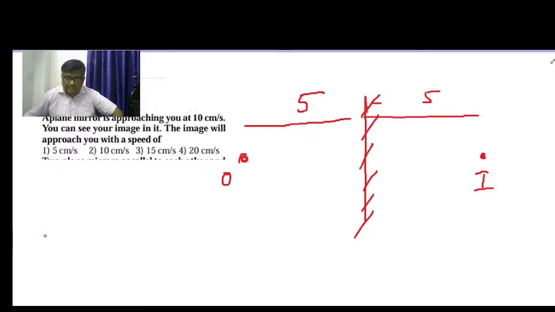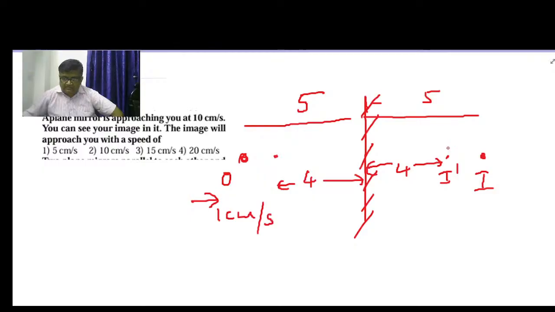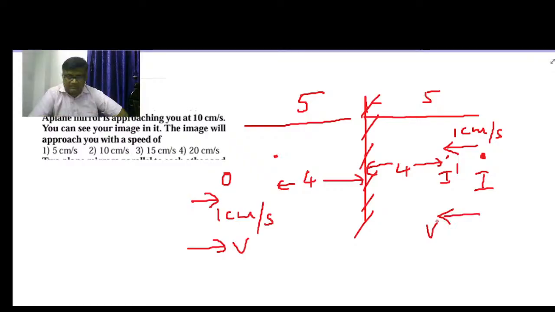If the mirror is like this, let us say the object was here, which is at a distance of 5 centimeter. The image also will be at a distance of 5 centimeter from the mirror. Now let us say the object comes to this position, which is now 4 centimeter, in 1 second. So the image will be shifted to this point I dash, which will be at 4 centimeter. You can see that the object moved in this direction at a rate of 1 centimeter per second. So the image also moved 1 centimeter per second. If the object moves with v speed, the image also will move with v speed. This is the logical and conceptual explanation of the theory which I proposed in the previous sheet.